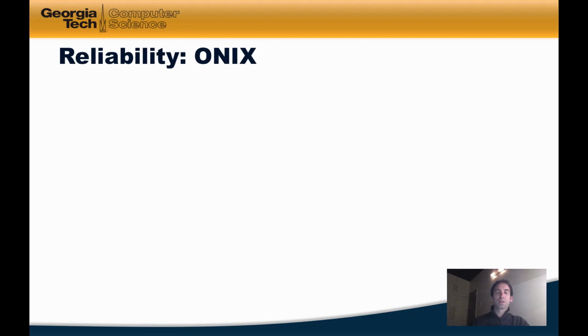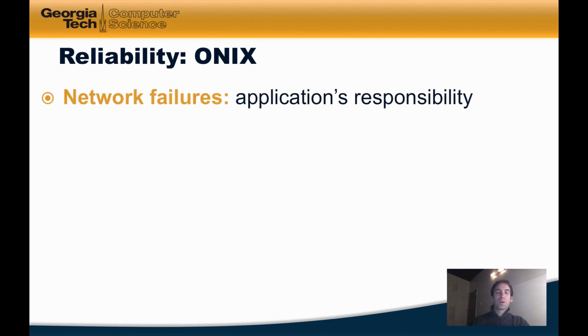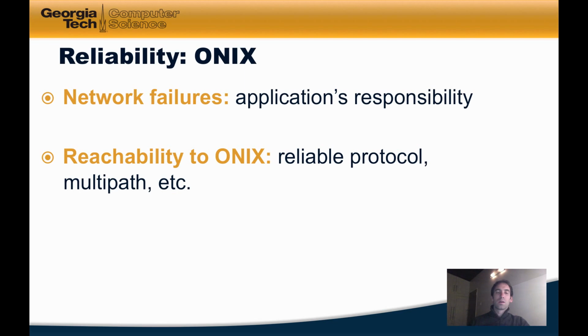Let's look now at how ONIX tackles the challenges of reliability. So ONIX talks about different types of failures that may occur in the network. The first is network failures. In this case, ONIX simply assumes that it is the application's responsibility to detect and recover from those failures. Now, if a network failure affects reachability to ONIX, the design suggests that the use of a reliable protocol or multipath routing or so forth could help ensure that the ONIX controller remains reachable even in the case of a network failure.